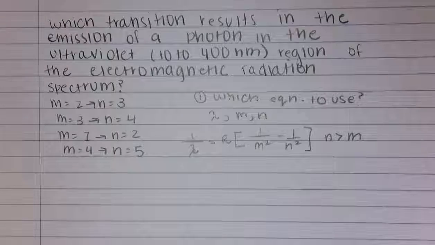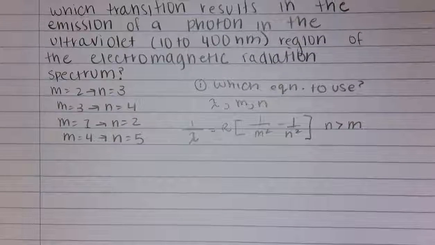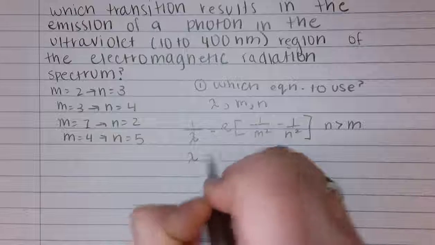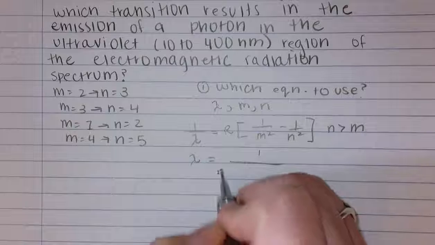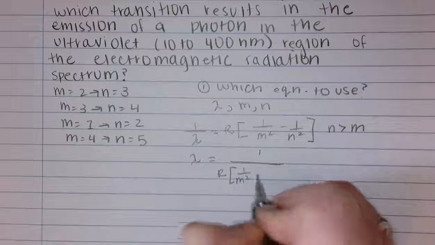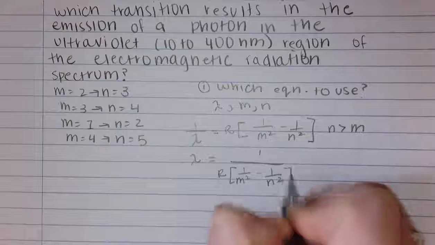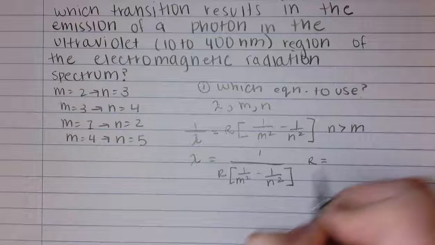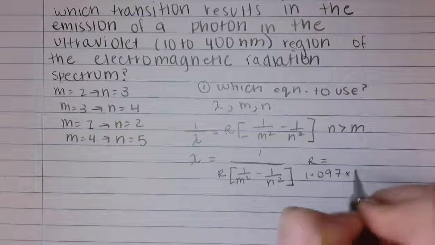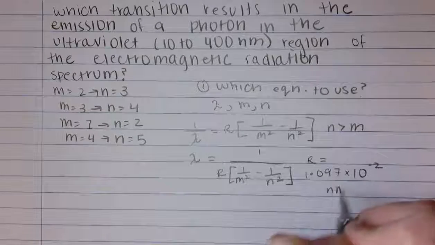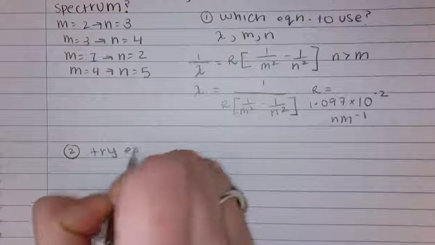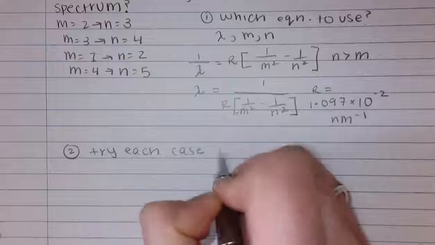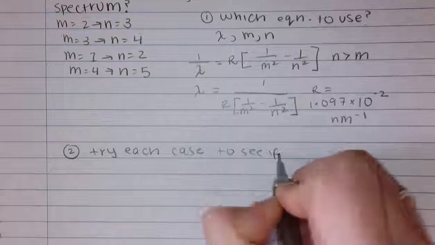So we know that we need to find lambda to answer this question. So I'm just going to rearrange to find lambda by itself. And I get that lambda equals 1 over R times (1 over m squared minus 1 over n squared). And R is just a constant, which equals 1.097 times 10 to the negative 2 inverse nanometers. So to answer this question, it is a bit tedious. We're just going to try each case to see if lambda falls in the correct range.